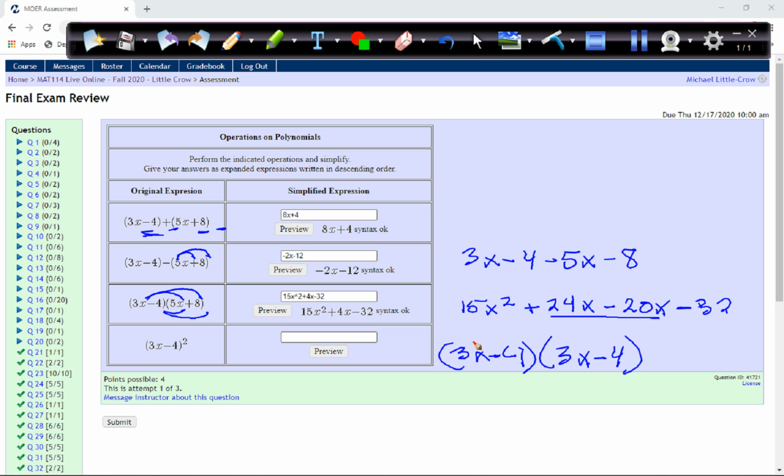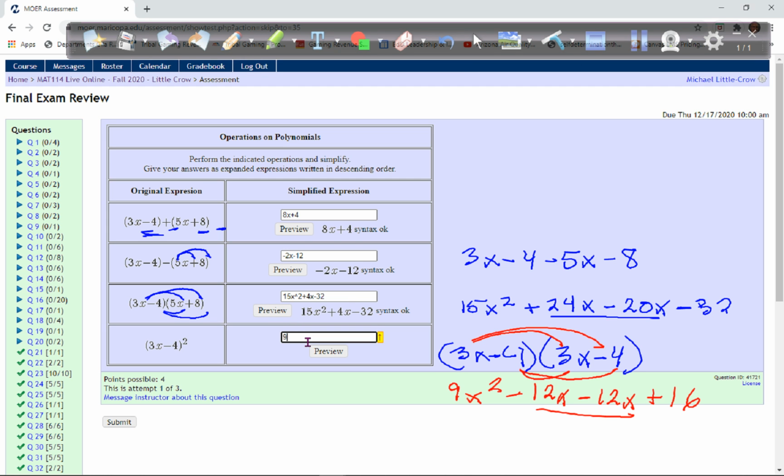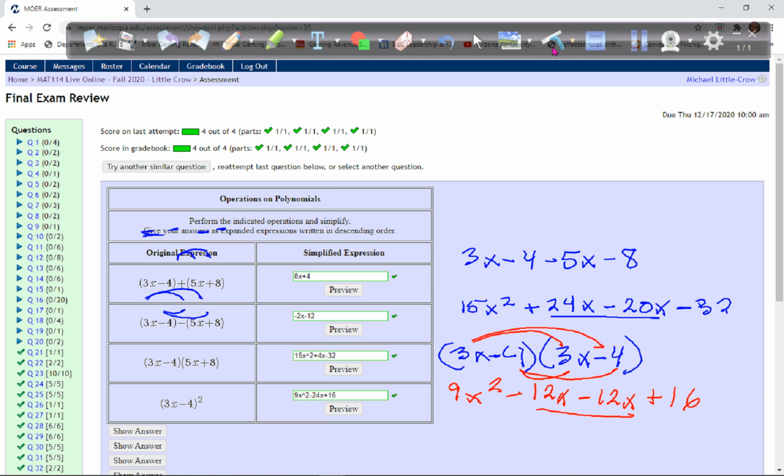And again, we get the distributive property. 3x times 3x is going to give us a 9x squared. 3x times negative 4 will give us a negative 12x. Negative 4 times 3x gives us another negative 12x. And then negative 4 times negative 4 gives us a plus 16. Combine the middle term. Now, they do not cancel. They're both negative. They add together. We get negative 24x. So 9x squared minus 24x plus 16. And those are all correct.